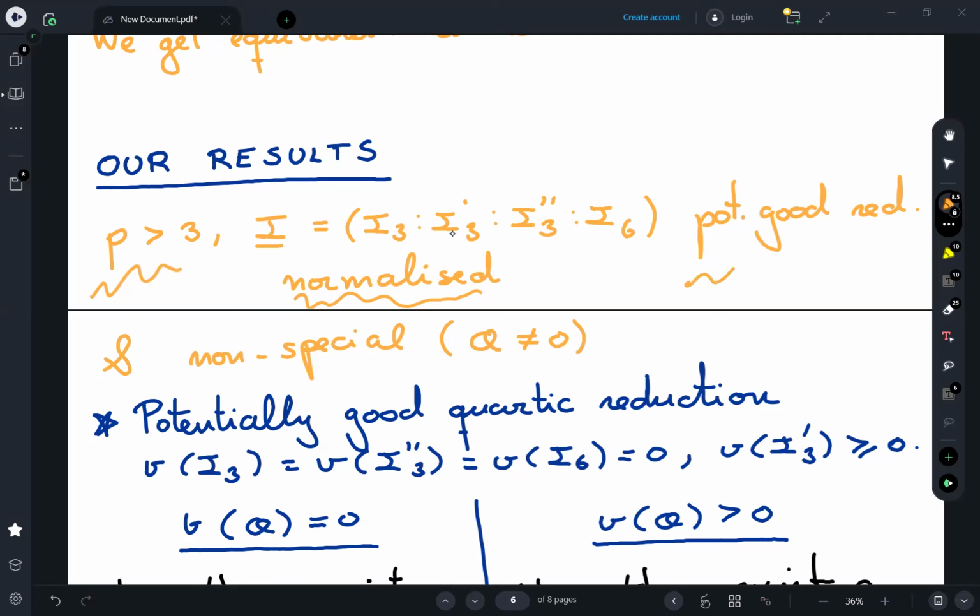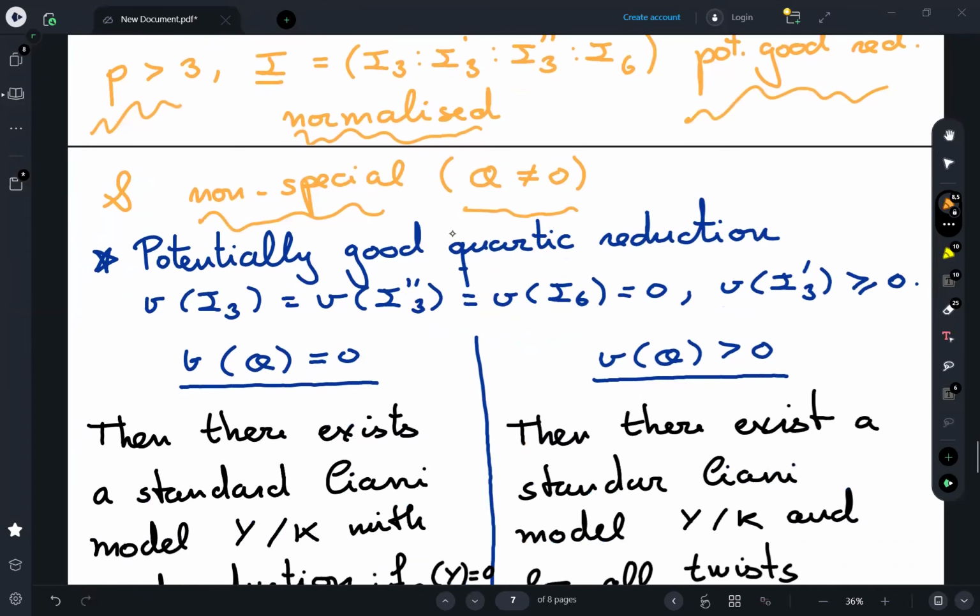Assume potentially good reduction and the curve to be non-special. This is easy to control. This is, as we mentioned before, you just look at invariant Q. And then with all those conditions, we characterize in the following way the conductor.